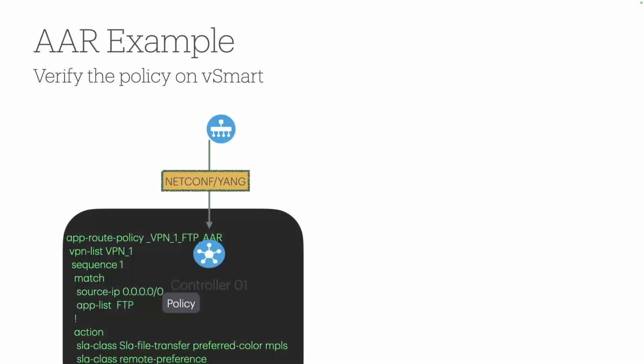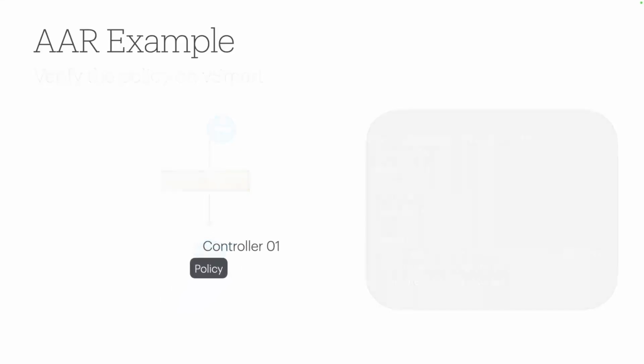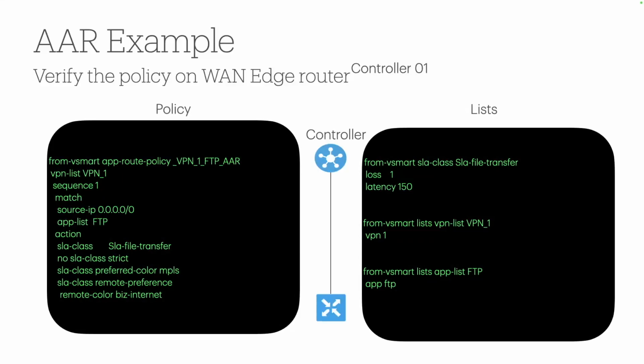This is the details of the policy. As you can see, it matches the FTP traffic and the action is to prefer the MPLS color, and the backup is biz-internet as well. Here, the controller pushes the policy with the help of an OMP update, and these are the details. Notice the name saying from vSmart. That means these policies have been received from the vSmart.